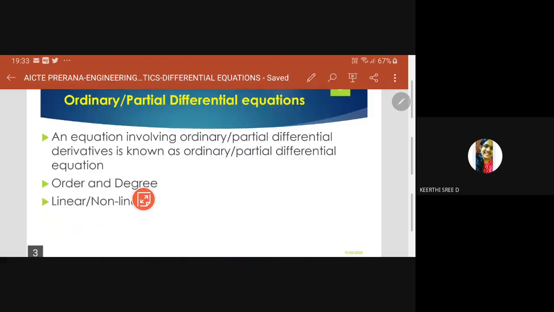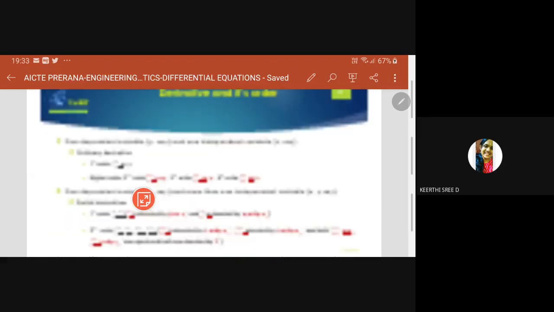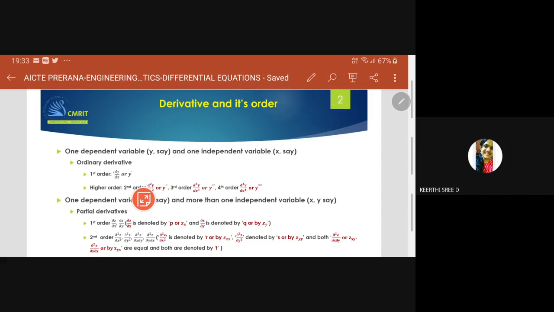When I talked about this slide, derivatives and its order, there are 2 points. One is the ordinary derivative and the other is the partial derivative.